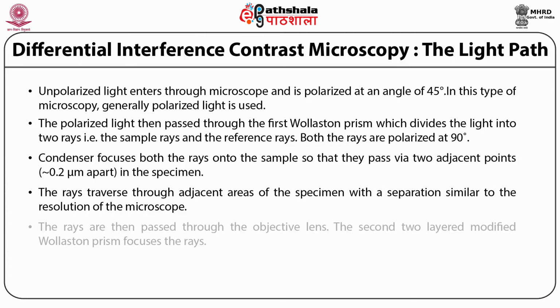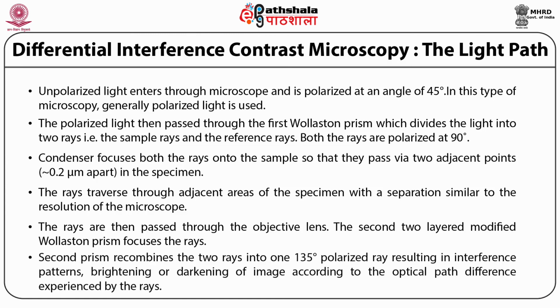Fifth, the rays are then passed through the objective lens. Sixth, the second two-layered modified Wollaston prism focuses the rays. The second prism recombines the rays into one 135-degree polarized ray, resulting in interference patterns, brightening or darkening of the image according to the optical path difference experienced by the rays.